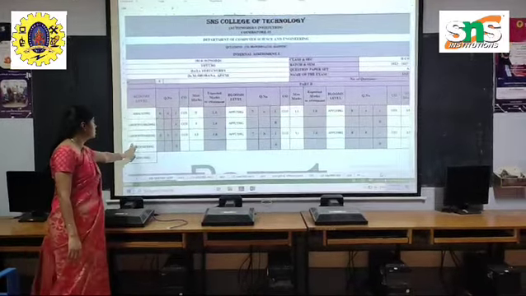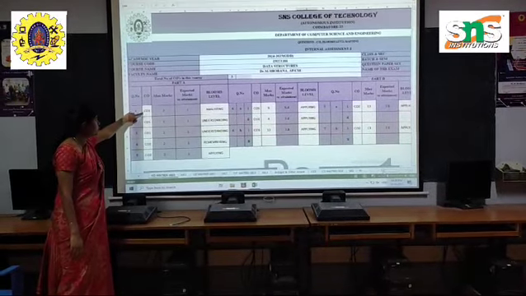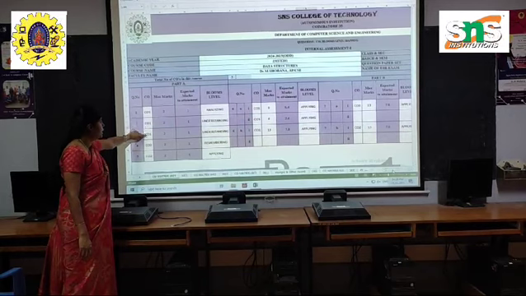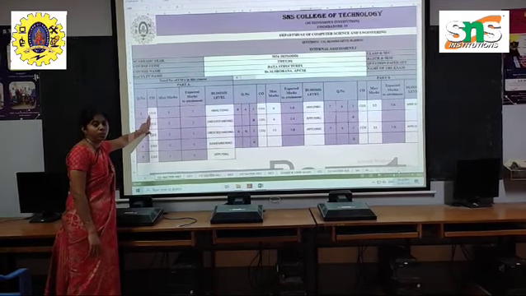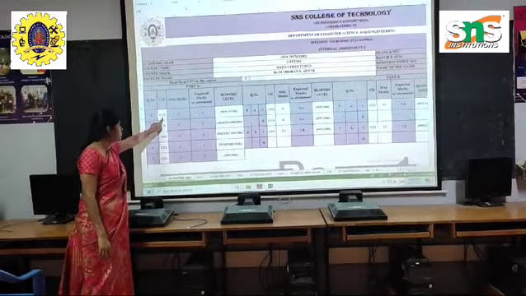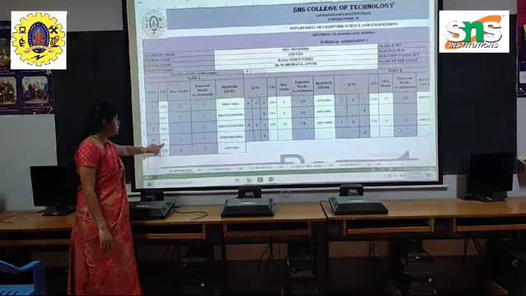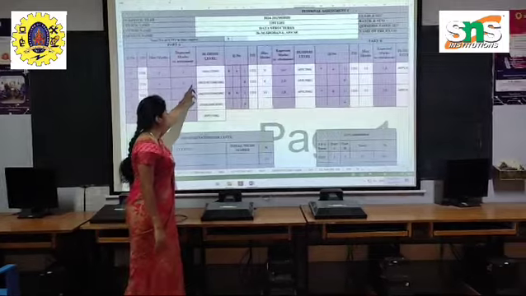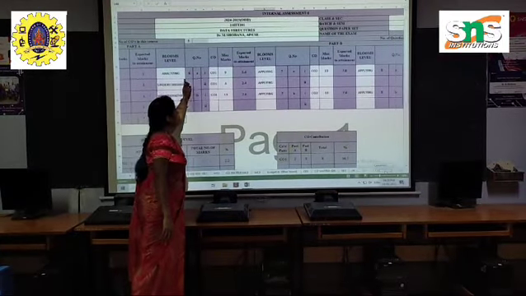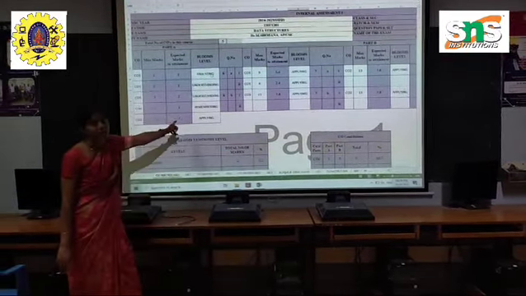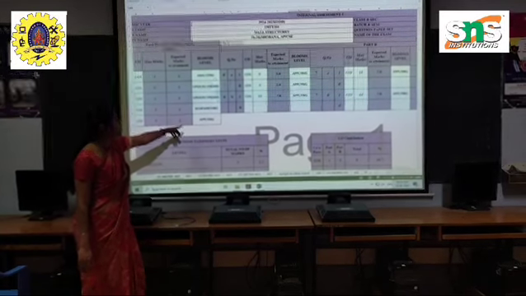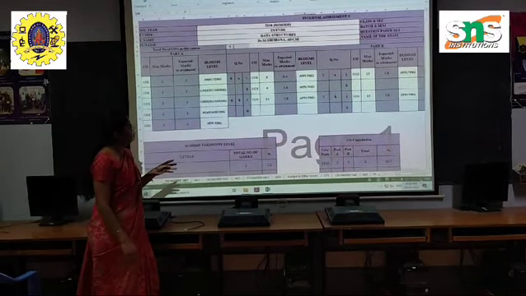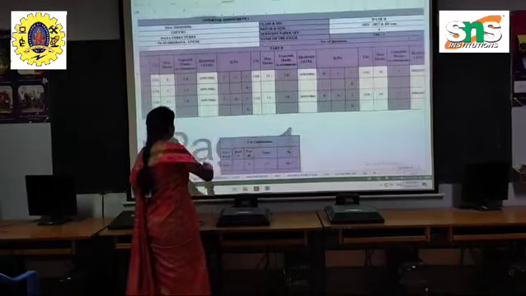So for part A, the first question is CO1, and the second and third questions also come under CO1. So this has to be chosen. And for the remaining questions, CO2 and CO2. And here we have a Bloom's level. Here for the particular course we have to choose which Bloom's level it comes under, so that we have to choose for the respective questions. In the same way for part B, we have to choose 6.